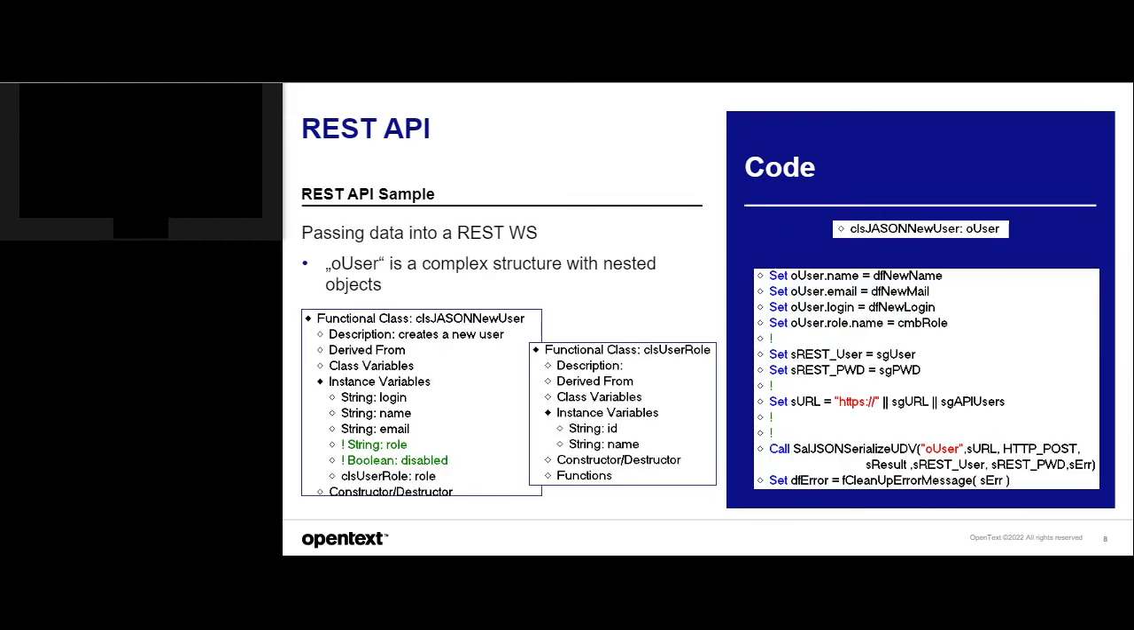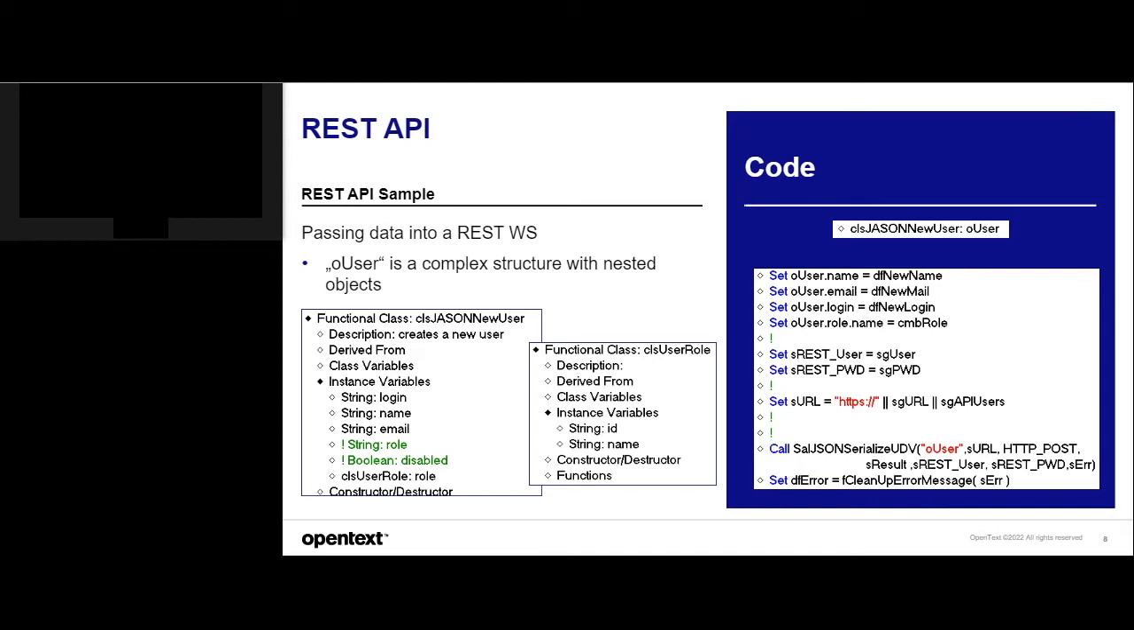I can also use more complex structures, like nested objects. In my class user, I have also an instance variable, which is also a class, user role, and, for example, has the name role. Inside user's role, I have the ID and the name. So it can be nested.